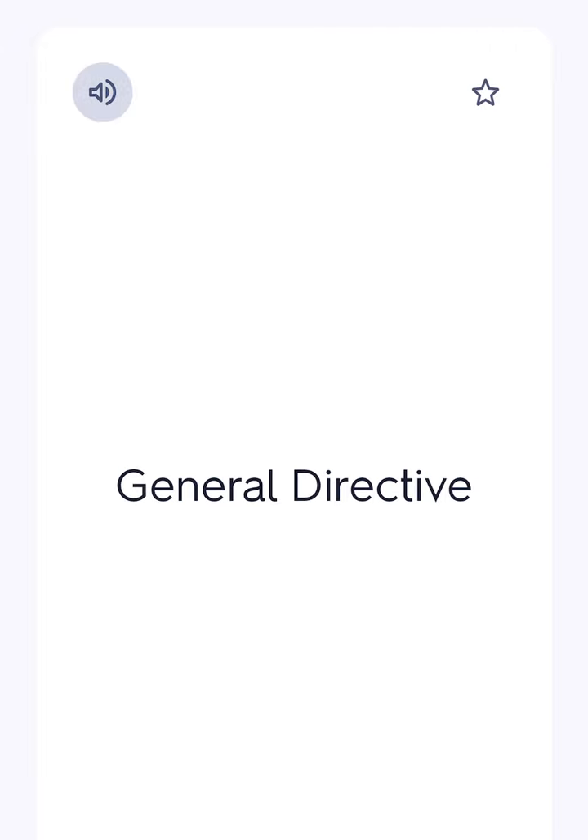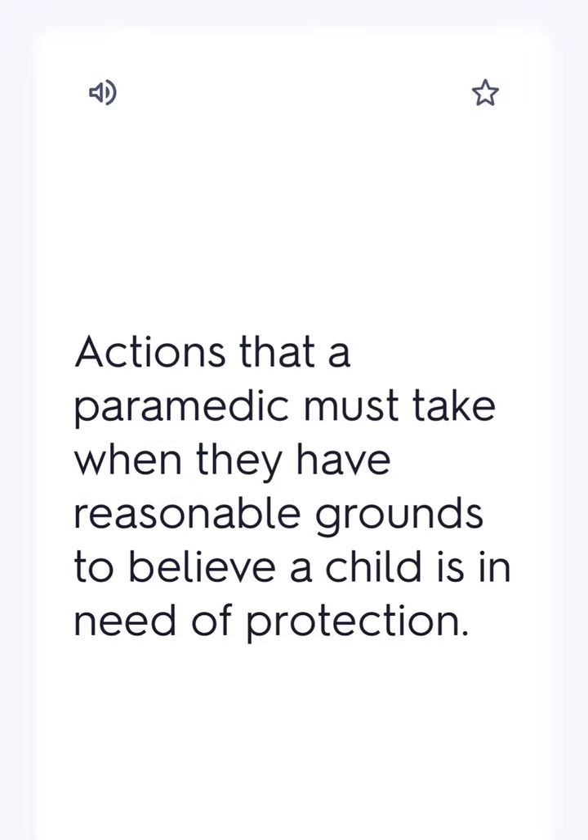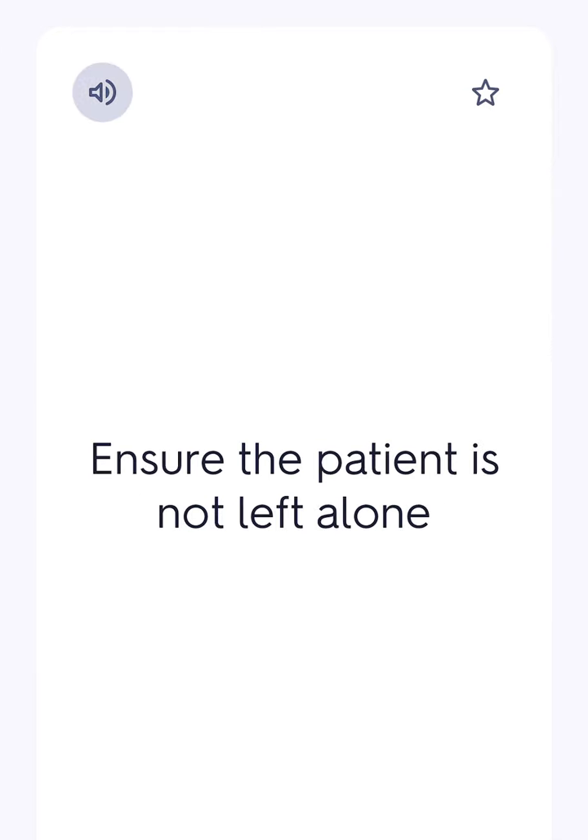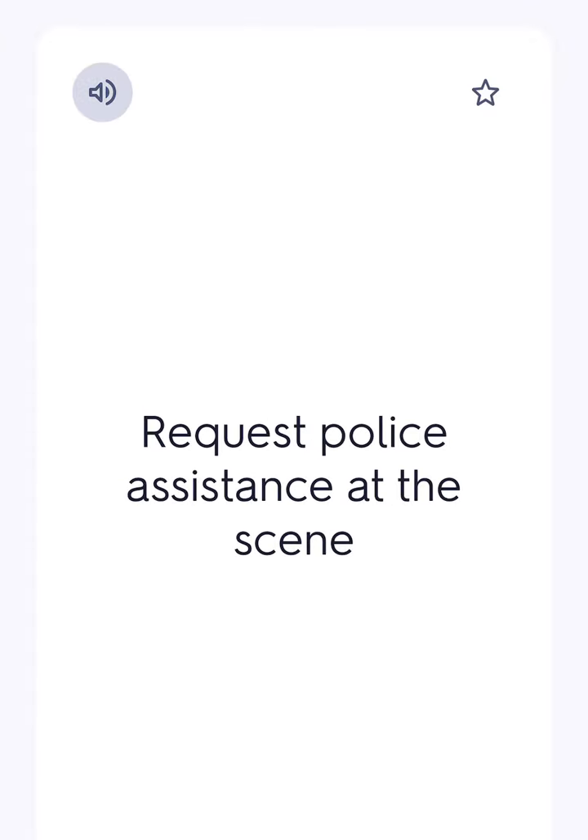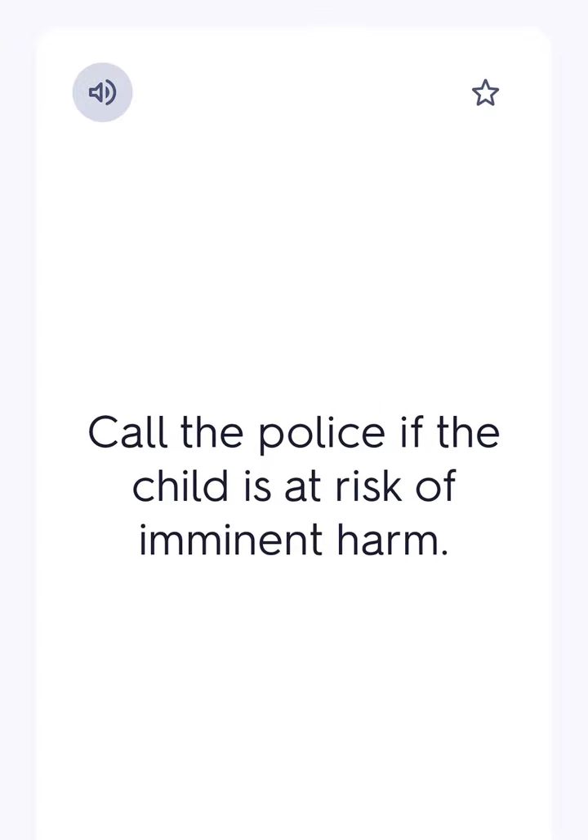General directive. Actions that a paramedic must take when they have reasonable grounds to believe a child is in need of protection. Ensure the patient is not left alone. Make sure the child is not left unattended. Request police assistance at the scene. Call the police if the child is at risk of imminent harm.